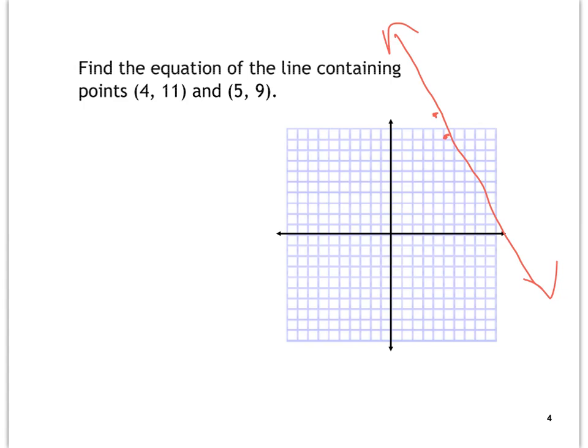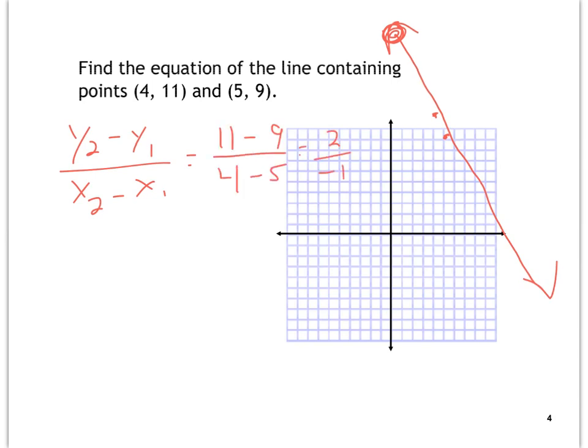Just looking at this, I know I'm going to have a negative slope, and I'm also going to have a y-intercept that's way up here somewhere, so it's going to be a very big y-intercept. You guys right now go ahead and subtract our y2 minus y1 over x2 minus x1 to get our slope, and I'll be right back.